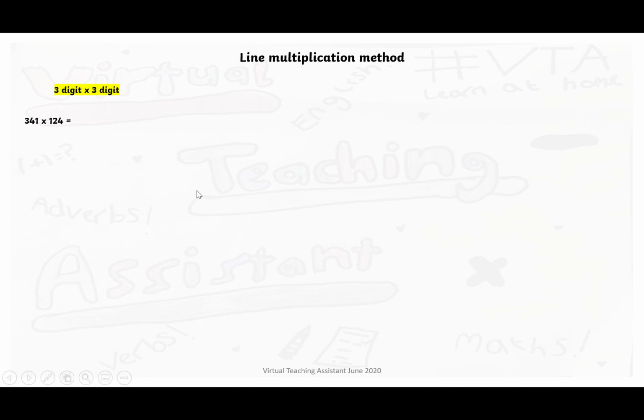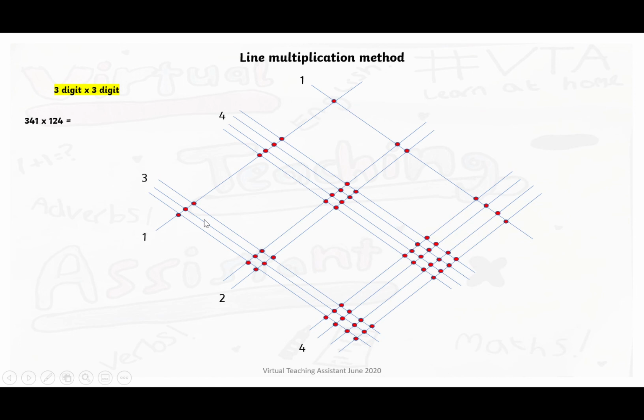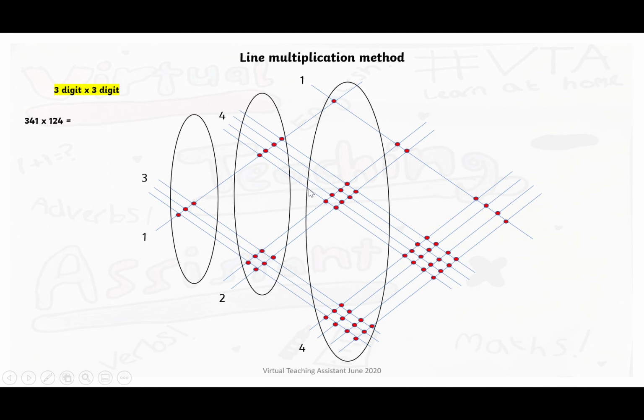341 times 124. I'm going to set it out the same way. Okay, so let's get all the dots on there. Okay, so you can see I've set my numbers out underneath each other just to make life easier. I've lined them up like that, and also set my lines out at the right angle. Now all it takes is for you to angle your lines a bit wrong, and you can easily get muddled on your sections, okay? Which is why it's generally not so good for the bigger sums.